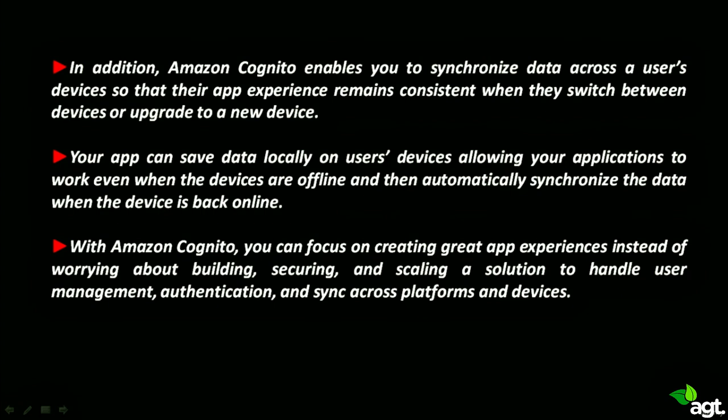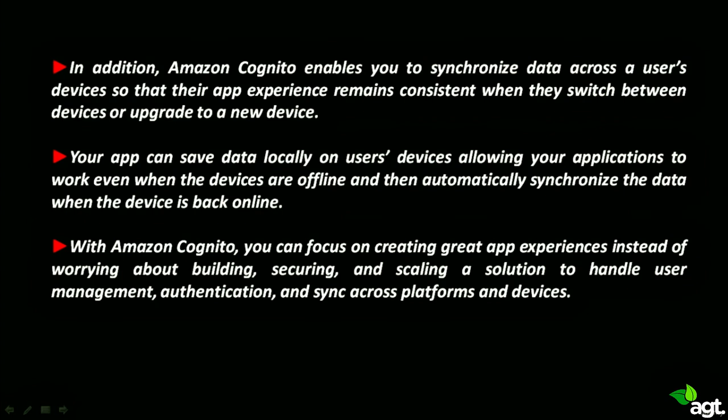So once exhausted, Amazon Cognito charges 15 cents per GB of sync storage per month and 50 cents for every 10,000 sync operations. So this is a major process, as well as Amazon Cognito enables you to synchronize data across the user's devices so their application experience remains consistent when they switch between devices or upgrade to new devices. And your applications can save data locally on users' devices, allowing your applications to work even when the devices are offline, and then automatically synchronize the data when the device is back online.